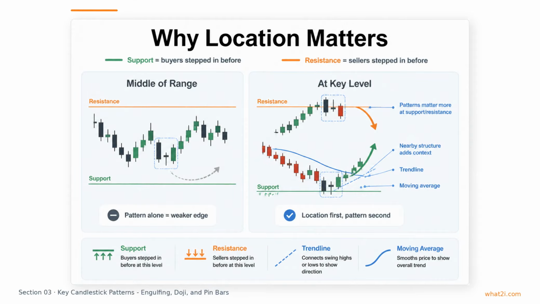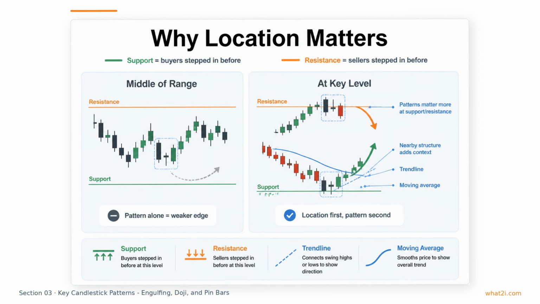Candlestick patterns become much more useful when they appear at meaningful locations on the chart. A pattern forming at support matters more because that is an area where buyers have shown up before. A pattern forming at resistance matters more because that is where sellers have previously stepped in. The same engulfing candle or pin bar appearing in the middle of a messy range often carries much less weight.